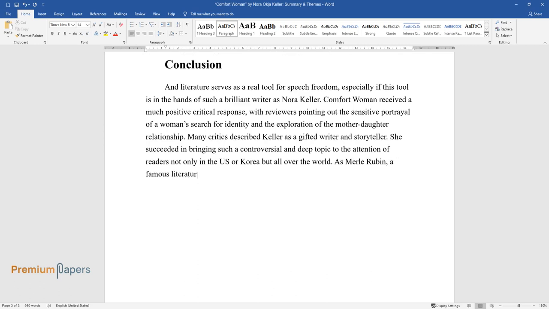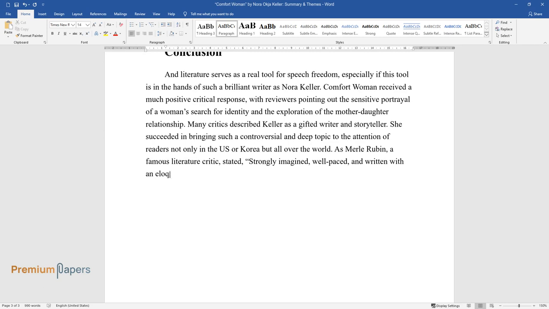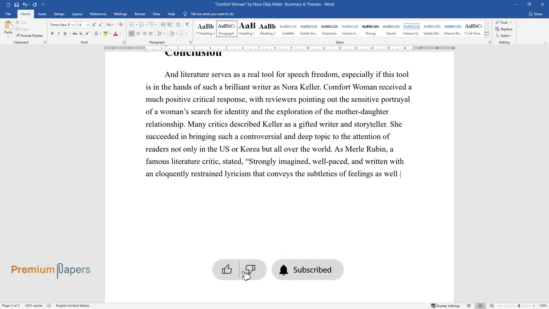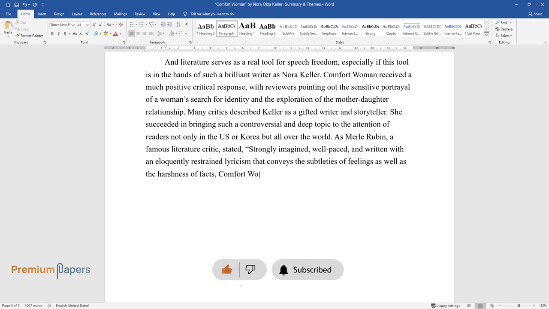As Merle Rubin, a famous literature critic, stated, "Strongly imagined, well-paced, and written with an eloquently restrained lyricism that conveys the subtleties of feelings as well as the harshness of facts, Comfort Woman is a poignant and impressive debut."